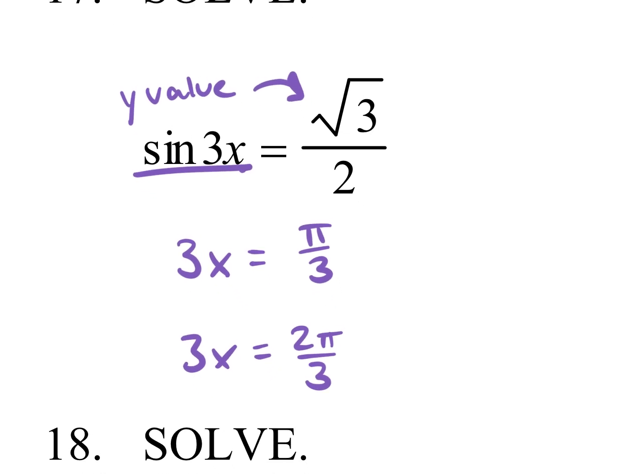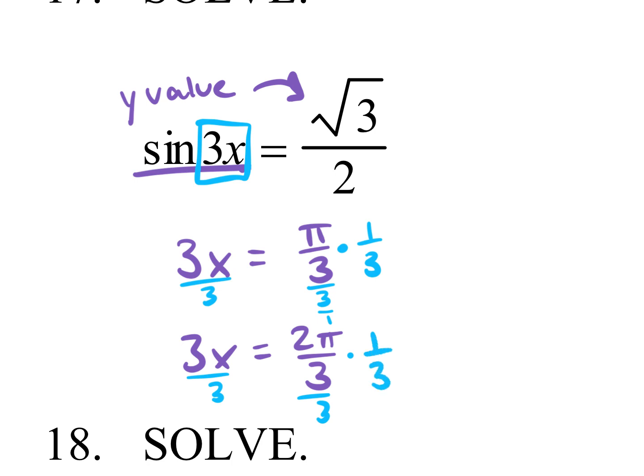So instead of it just being x like it was before and x equals, we have that 3 in front of the x. So I have to say 3x equals. Now, how would I get x all by itself? Divide by 3. So I'd have to divide by 3. So this is like saying 3 over 1. We would keep change flip. So it's like multiplying by 1/3. So this would be pi over 9 and 2 pi over 9.